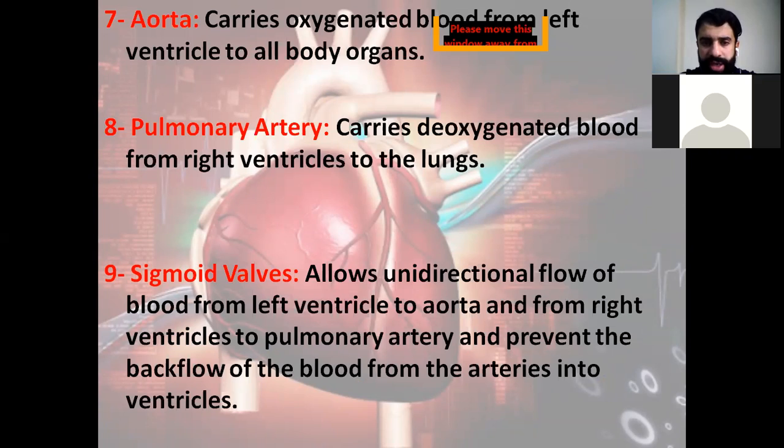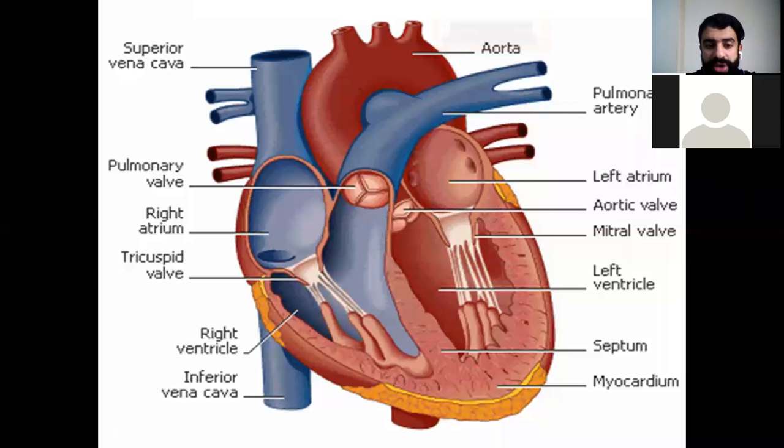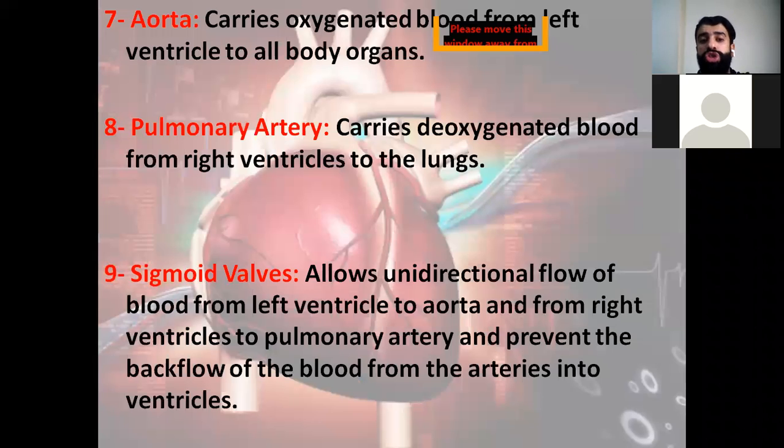Pulmonary artery. Pulmonary artery has a role in carrying deoxygenated blood from where? From the right ventricle toward the lungs. So this is the function of the pulmonary artery. This is the pulmonary artery. It carries deoxygenated blood from the right ventricle and sends it to the lungs.